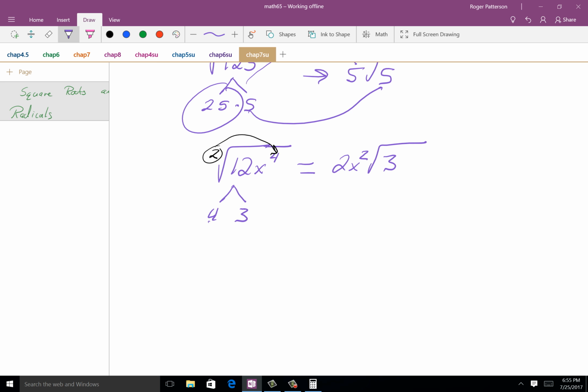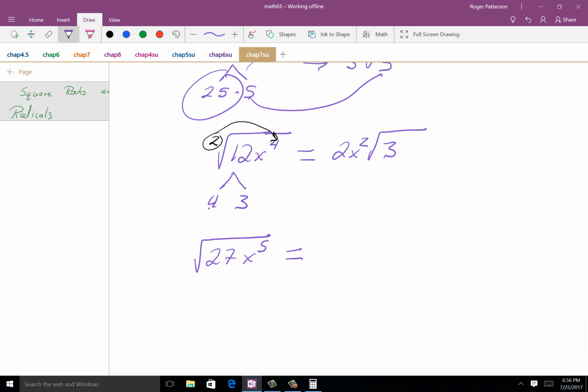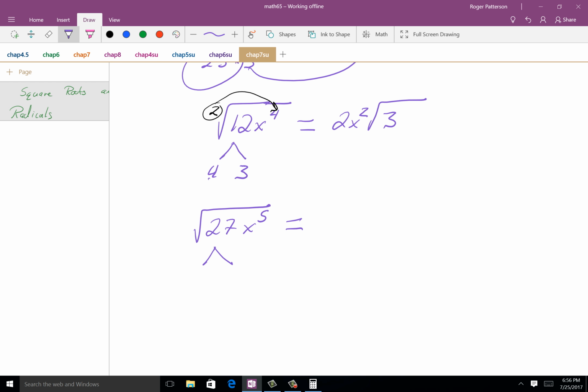Now let's do one that's not the same kind of idea, but a little bit different. Let's try 27x to the 5th. Now we have an odd power on our variable. Still, I've got to find the largest perfect square that goes into 27. 9, good. Goes in there how many times? 3. So I know I'm going to have a 3 here, and a 3 here, because the square root of 9 is 3. Now I've got this little 2 sitting out front.